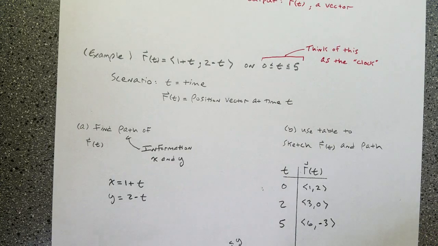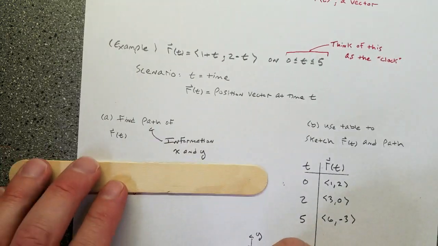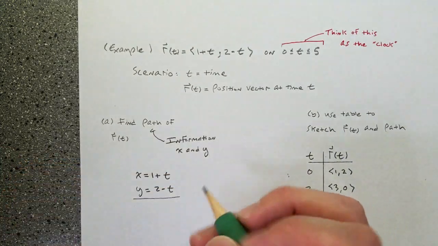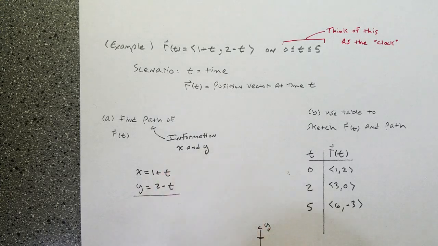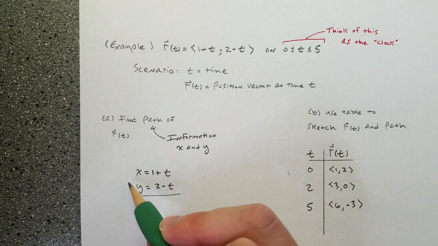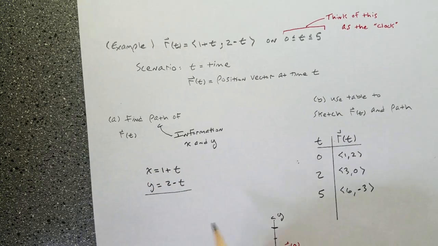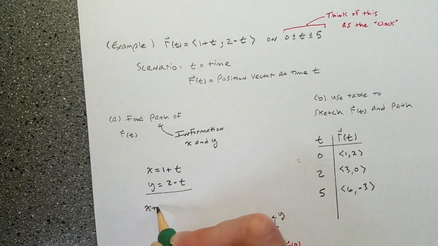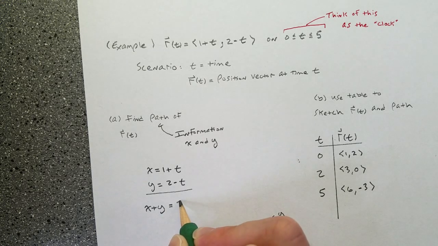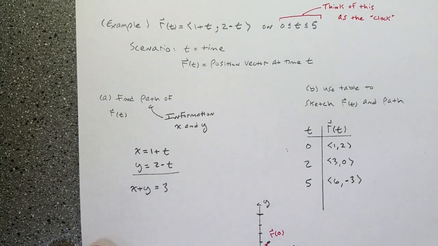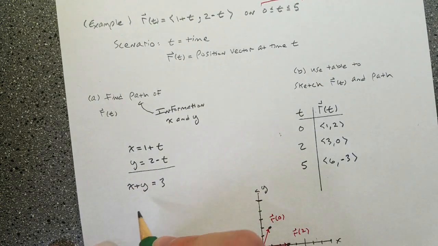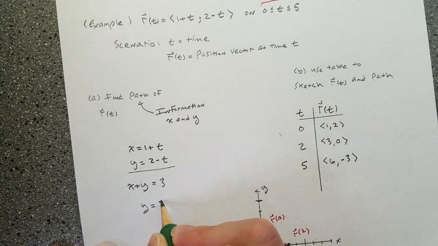Now, just the way it is, we don't really even have to do anything this time. You can eliminate t by substituting one of these into the other. You can eliminate t by adding these equations together. T will cancel right out of it. We'll get x plus y is equal to 3. And if you really want the explicit equation of a line, we'll say y is equal to 3 minus x.